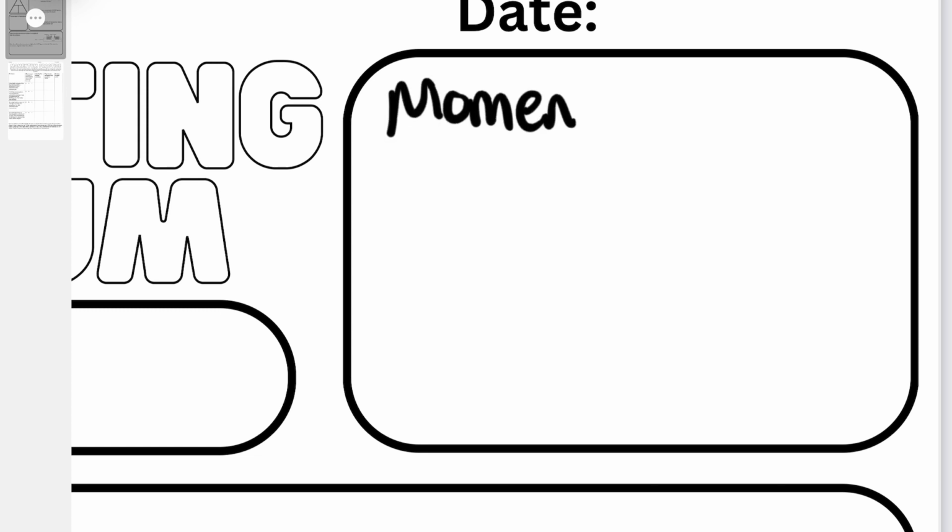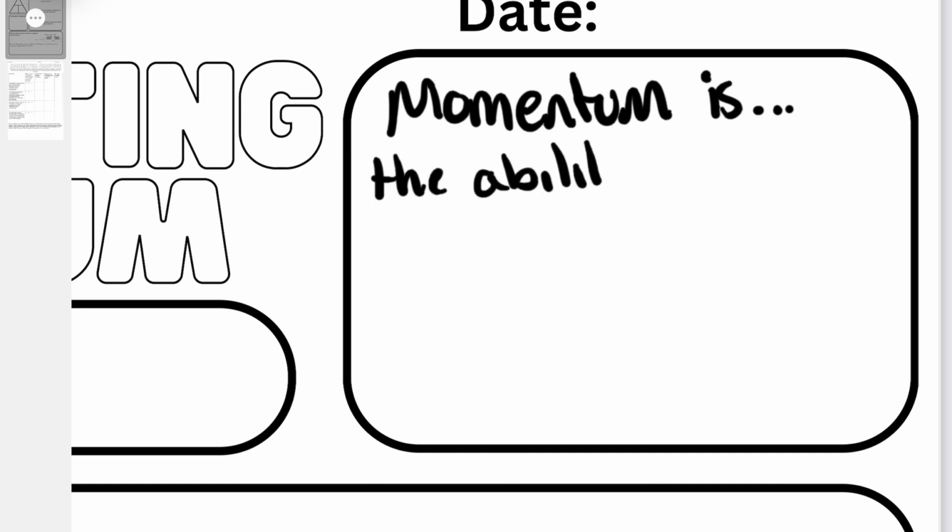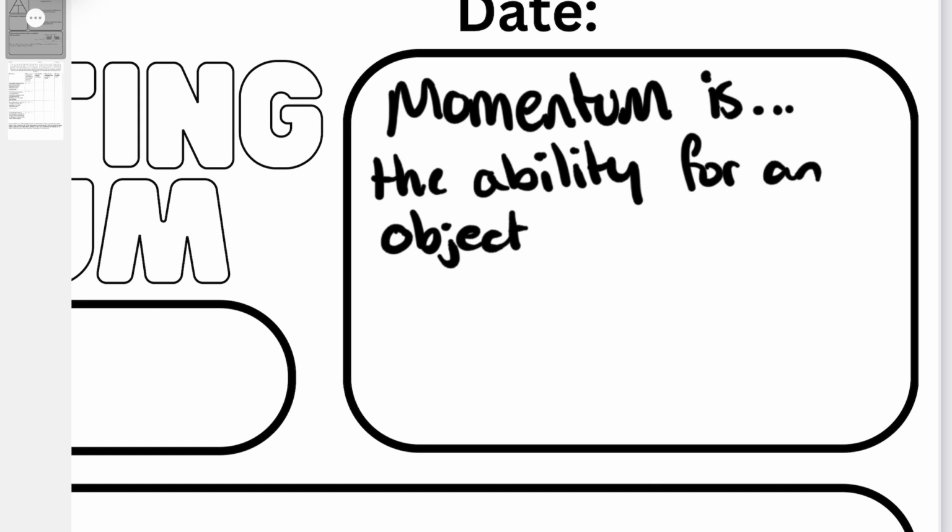So momentum is the big question. Now, the way I always like to think of momentum is the ability for an object to keep moving. There's loads of situations you can think of. The one that always goes to my head is either a rugby player or an NFL player running at somebody. If they have higher momentum than the other person, they're going to knock them over and keep moving. If the other person has high momentum, they're going to get knocked over and they're going to stop moving.